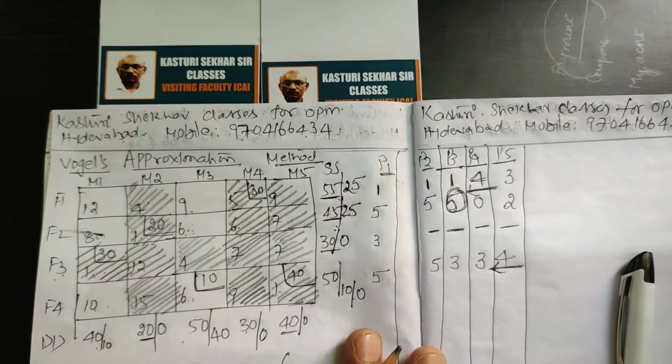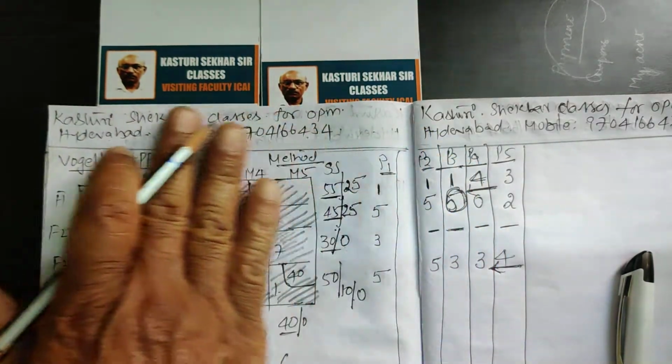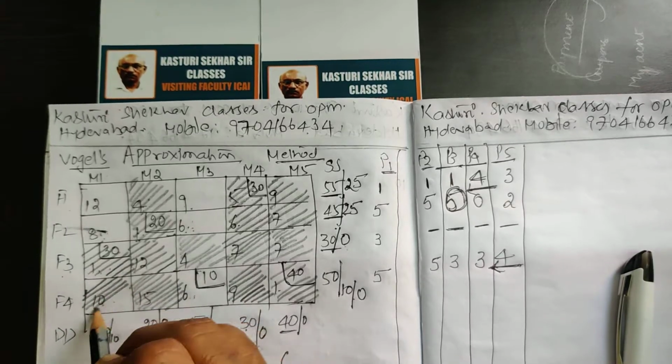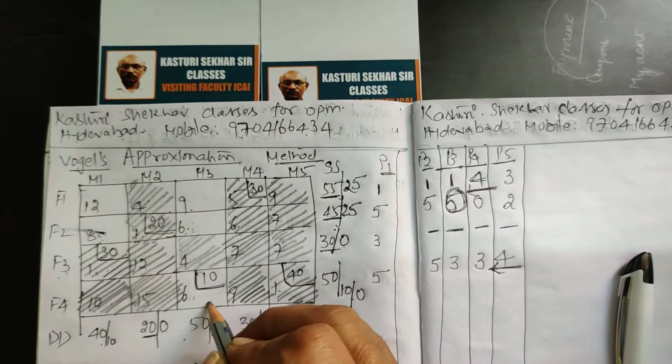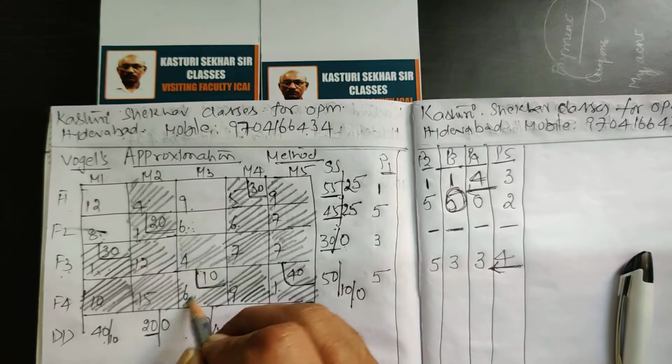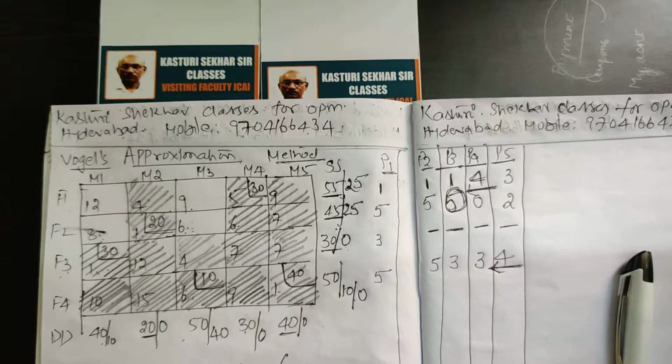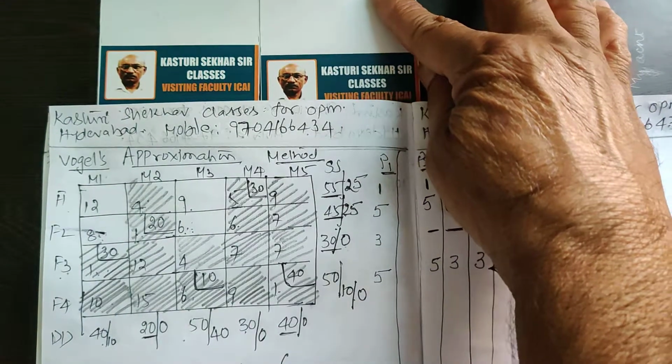Now you cannot supply the goods from the fourth factory to any market. So this factory is eliminated from the picture.